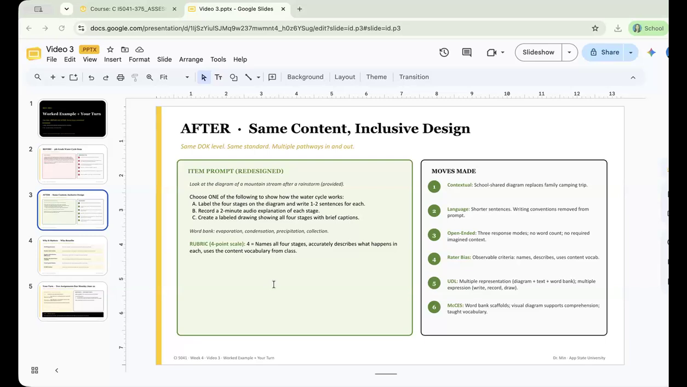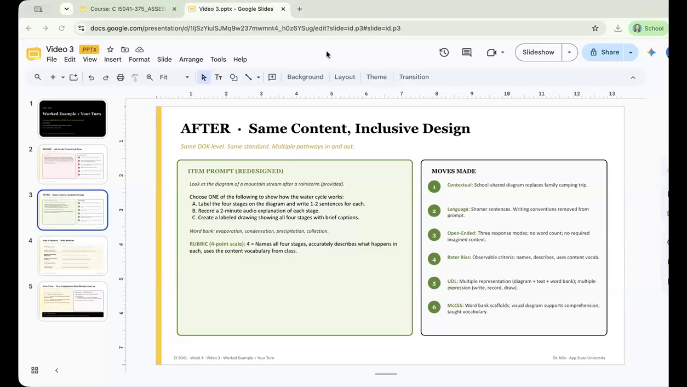Move 6, MCCES. The word bank scaffolds language access. The diagram supports comprehension visually. The vocabulary matches what was taught. Same content, same standard, same cognitive demand. Different students can now reach it. That is what inclusive design does.